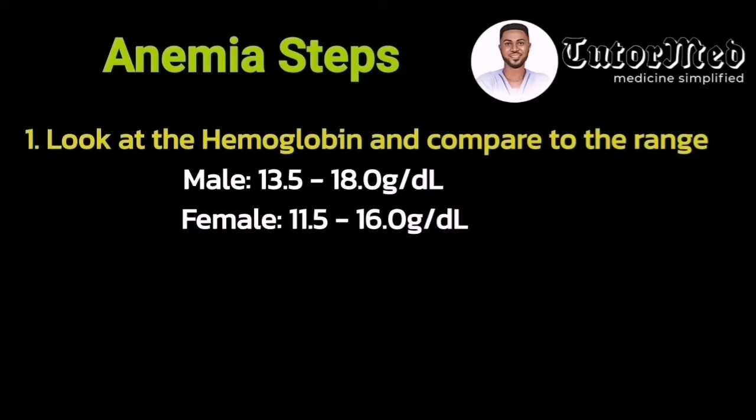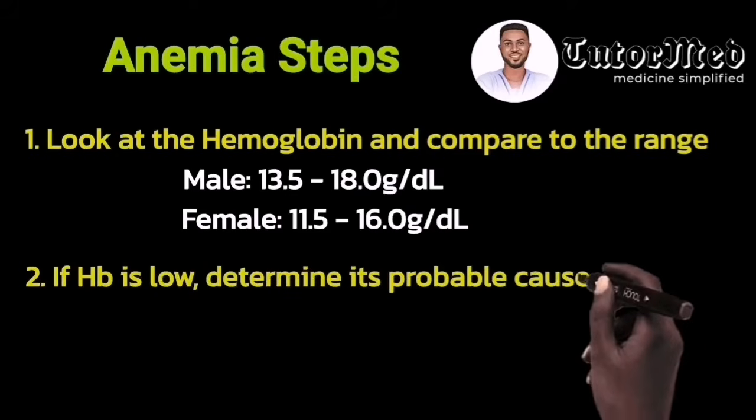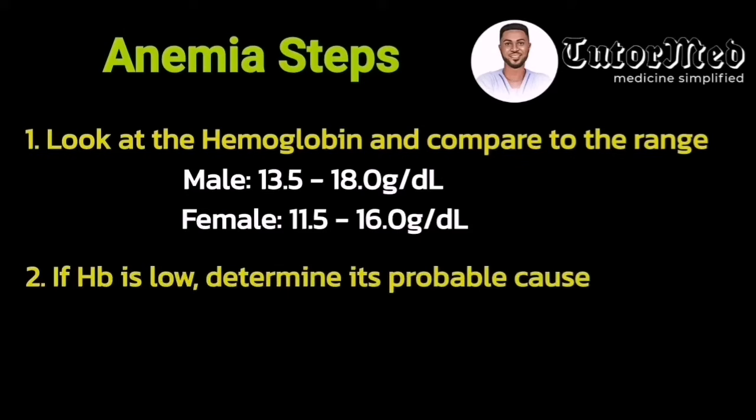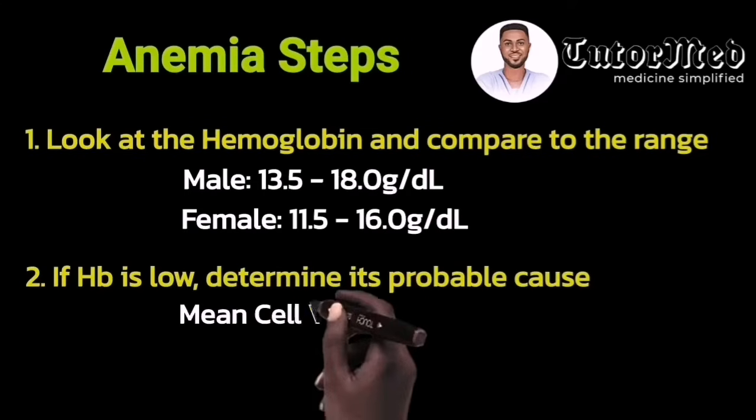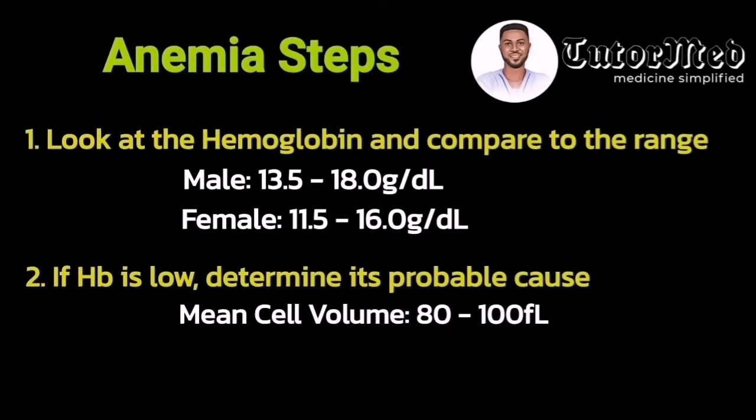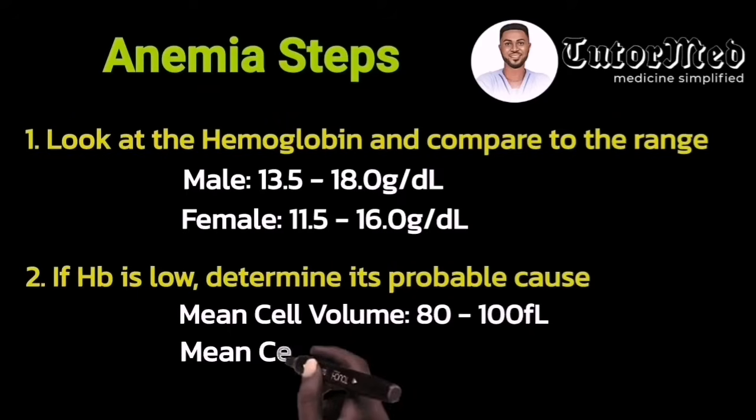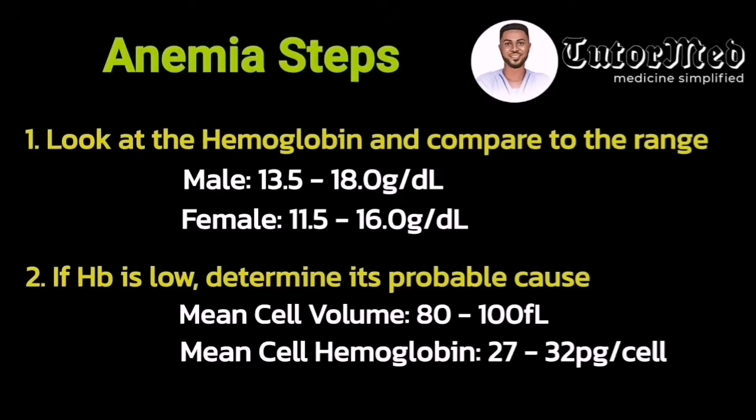Now, after we have identified that the HB is low, the next thing is to identify its probable cause, still on the FBC report. And we do that by looking at the MCV and the MCH. The mean cell volume has a normal range of 80 to 100 femtoliters. And then the mean cell hemoglobin has a normal range of 27 to 32 picograms per cell. We will see how to use this to identify the probable cause later.